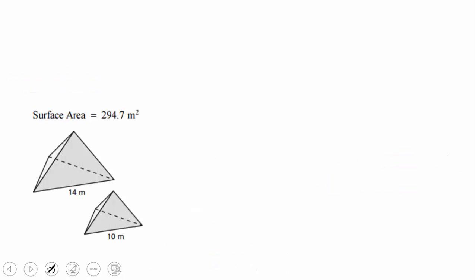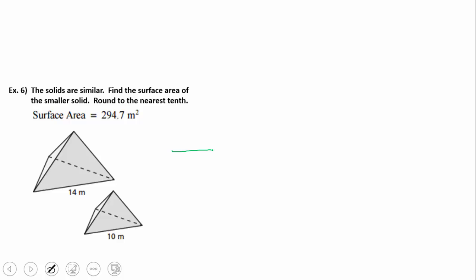Let's do another one. We're going to just do one more. Not going to do too many of these. Again, these solids are similar. We're going to find the surface area this time of the smaller one, rounding to the nearest tenth. And so we're going to write our template. I like to use black for my template. Once again, I'm going to go larger to the smaller, this corresponding dimension. It's the only one they give, so it's got to be the corresponding solid. So the larger is 14, the smaller is 10.